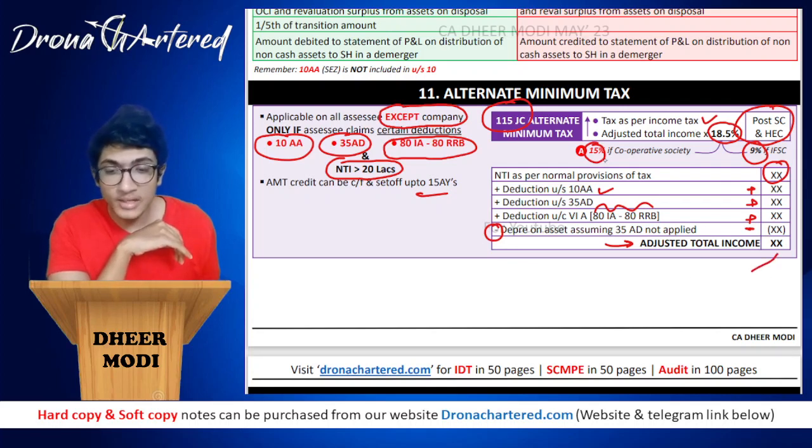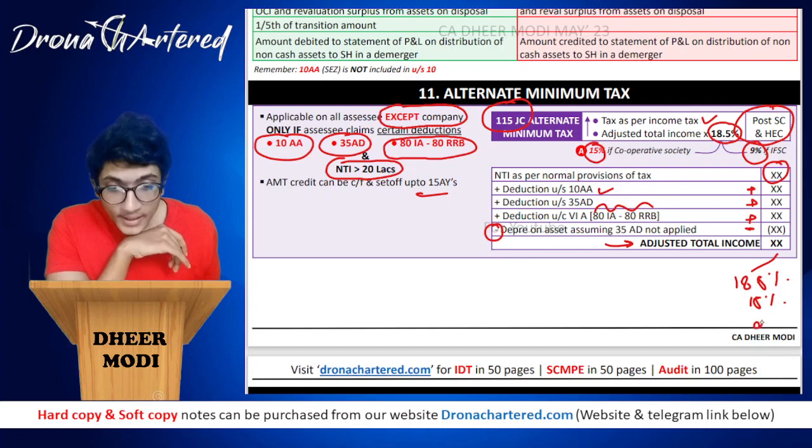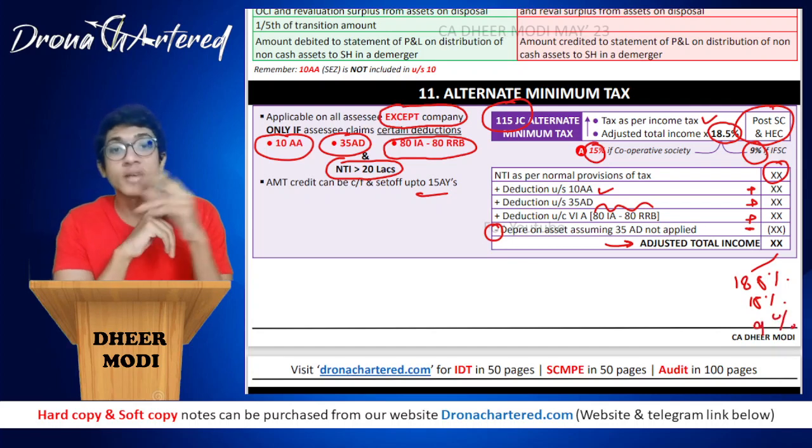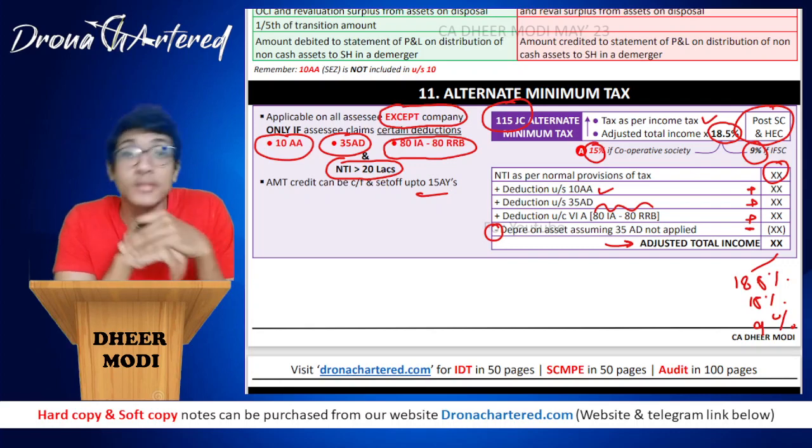This will be multiplied by 18.5% for all SSCs, 15% for cooperative society, and 9% for IFSC. I hope this chapter is clear, and I will see you in the next chapter, that is taxation of trust.